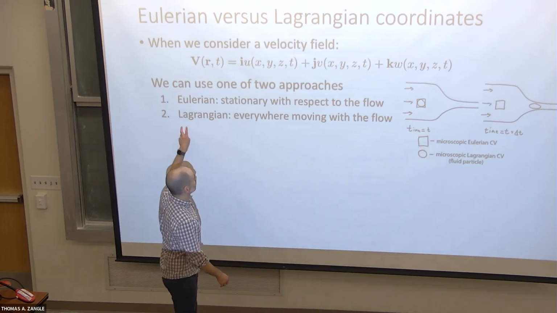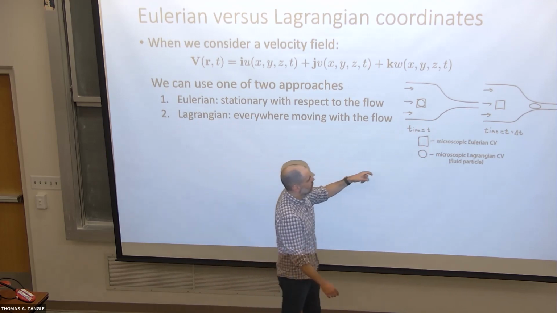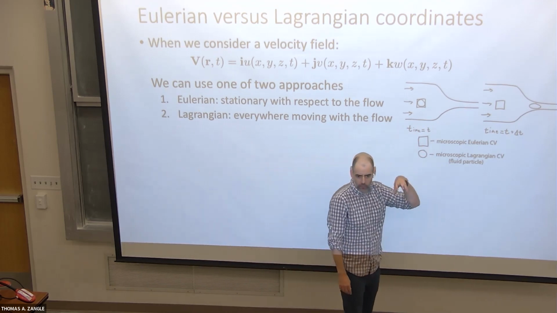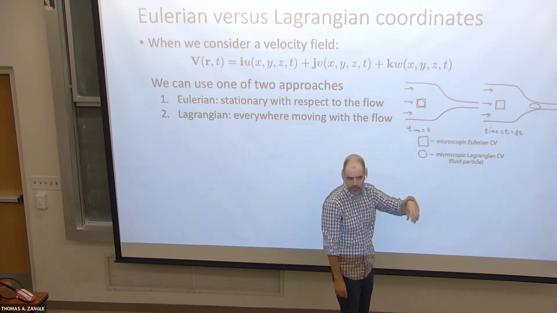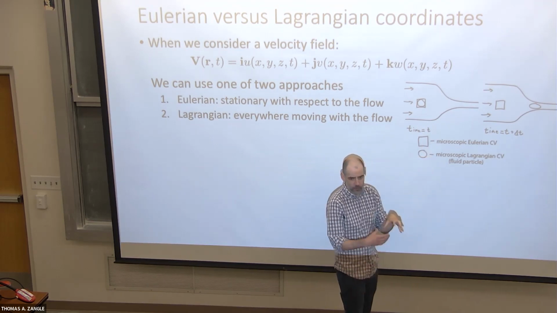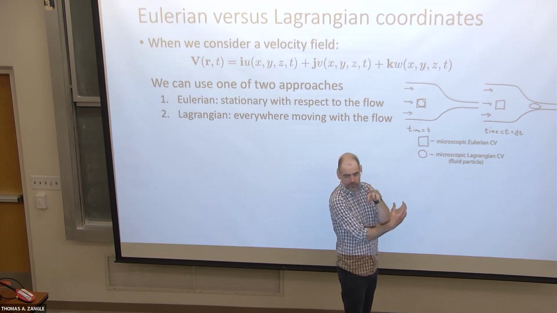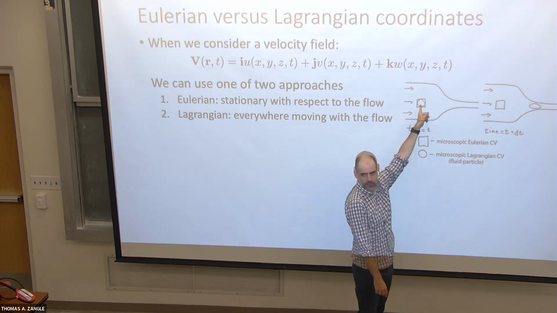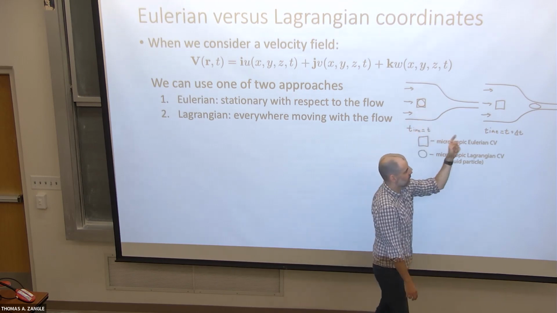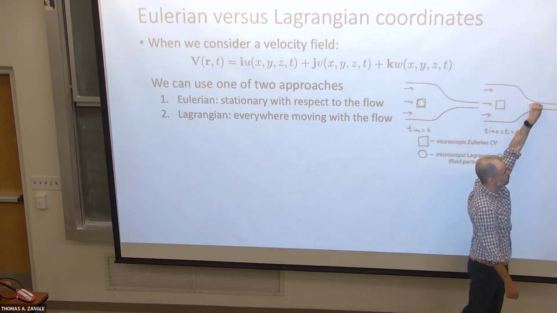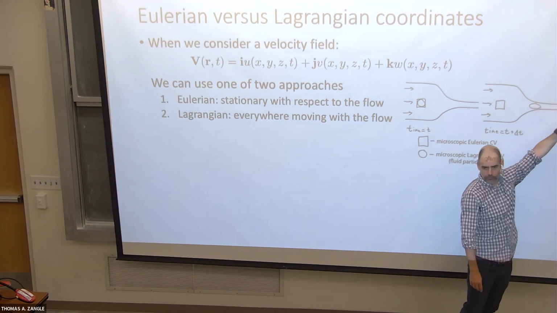The other approach is Lagrangian, and this is where we allow our control volume to move and even deform with the flow itself. So this is where we consider a fluid particle as it's moving through the system. This circle here represents a Lagrangian control volume. And we'll see that as time moves on, that Lagrangian control volume distorts and flows through the system.